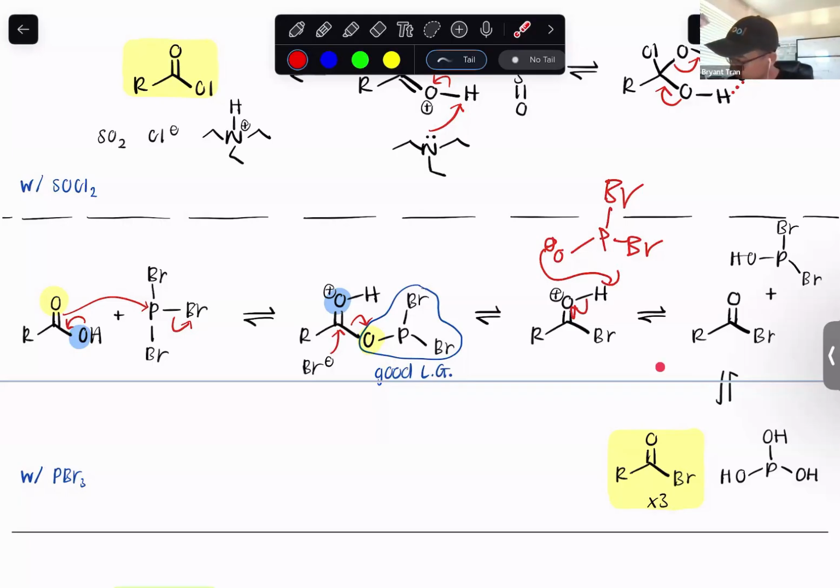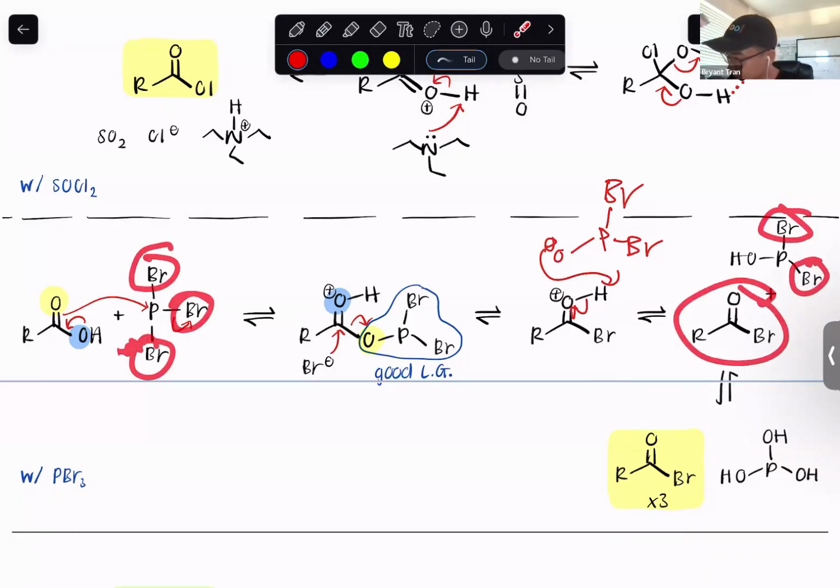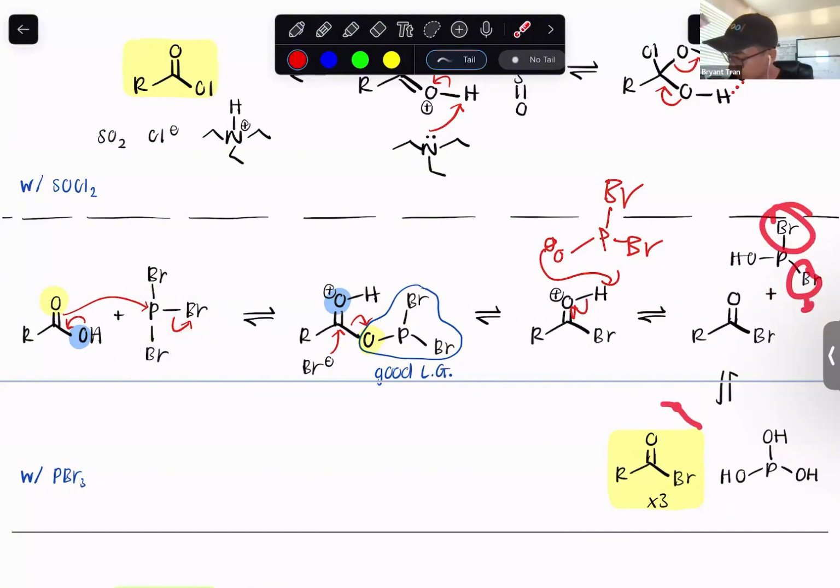And then we're going to get 3 of these because this can actually happen again because we have 2 more bromines right here, right? This was the first time because we have 3 bromines of the PBr3. The first one forms this, but because we have 2 more bromines, we could do it 2 more times to get 3 of these.